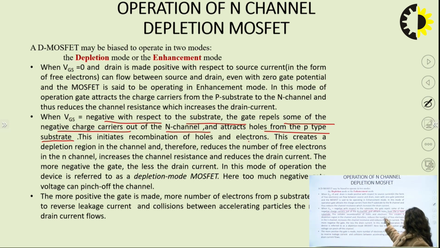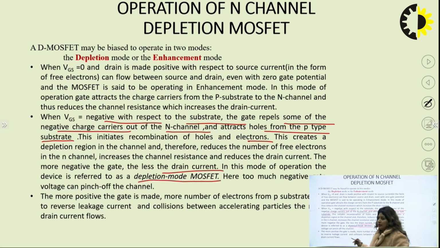Recombination of holes and electrons, and this creates a depletion region in the channel, and therefore reduces the number of free electrons below the gate. So there will be less drain current in this mode. In this mode of operation, the device is referred to as a depletion mode MOSFET, because the channel has been depleted out of the MOSFET.